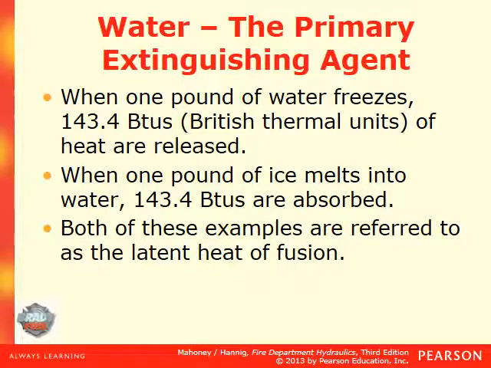As we know, water can be a solid, liquid, or gas. When it changes form, the water becomes more or less dense. When 1 pound of water freezes, 143.4 BTUs, the British thermal unit of heat, are released. When 1 pound of ice melts into water, 143.4 BTUs are absorbed. Both of these examples are referred to as the latent heat of fusion.